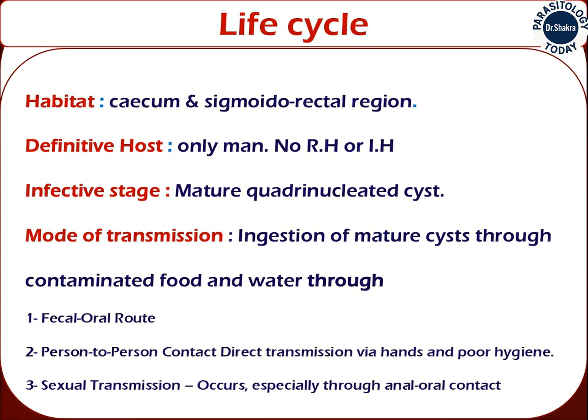Overview of Entamoeba histolytica life cycle. Habitat: cecum and sigmoidorectal region of the large intestine. Definitive host: only humans; no known reservoir host or intermediate host. Infective stage: mature quadrinucleated cysts.